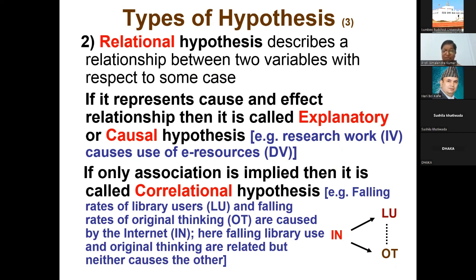If it represents a cause and effect relationship, then it is called an explanatory or causal hypothesis. As for example, research work causes use of e-resources. If only association is implied, then it is called a correlational hypothesis. For example, falling rates of library use and falling rates of original thinking are caused by the internet. Here, falling library use and original thinking are related, but neither causes the other. So this is the relational hypothesis.